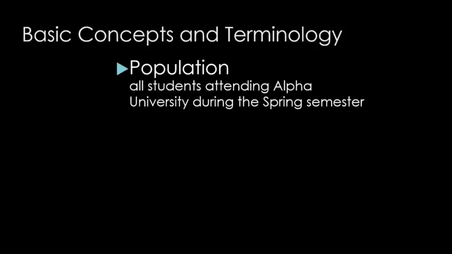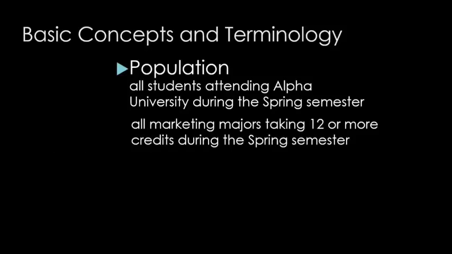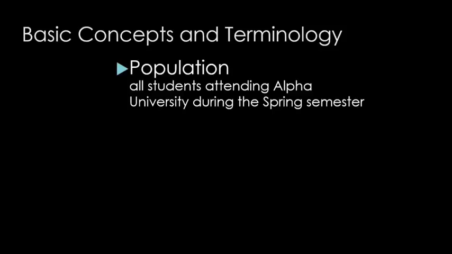rent they pay. If we are interested in all the students at the university, we could define our population as all students attending Alpha University during the spring semester. This is our population. We decide how we define our population. We could decide to define it more narrowly and say our population is all marketing majors taking 12 or more credits during the spring semester. So now, instead of the population being defined as the entire university, it is just focused on marketing majors. For now, let's stay with all students attending Alpha University.